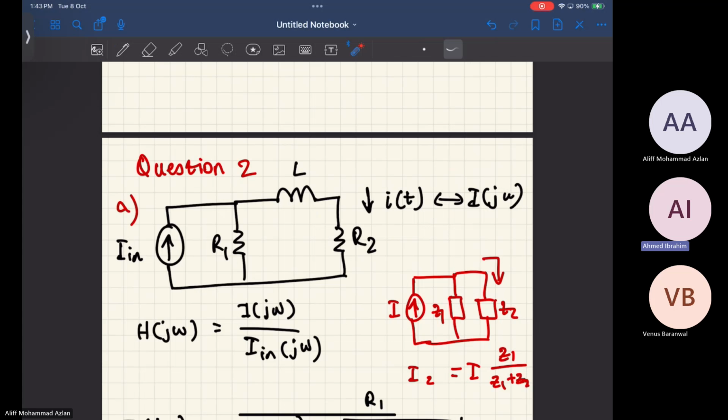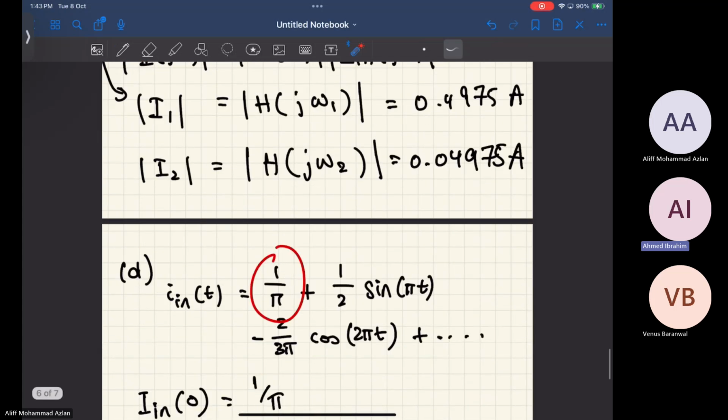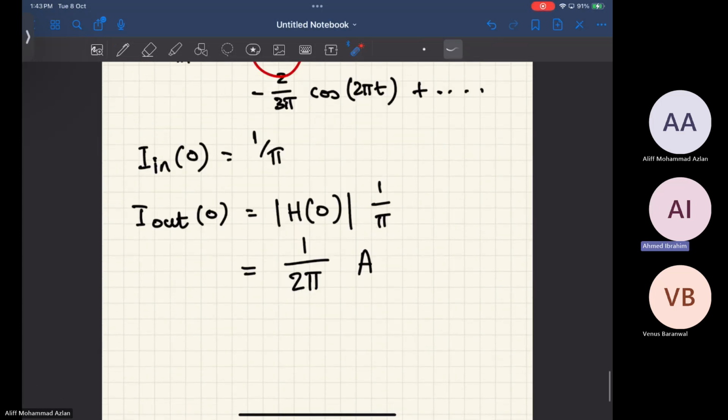In that case, you just have a simple current divider, which is R1 and R2, which means the output current through R2 is going to be half of the input current. So that's how we go about it. So the input current is 1 over pi. Doing a current division for two equal resistors will give us 1 over 2 pi.